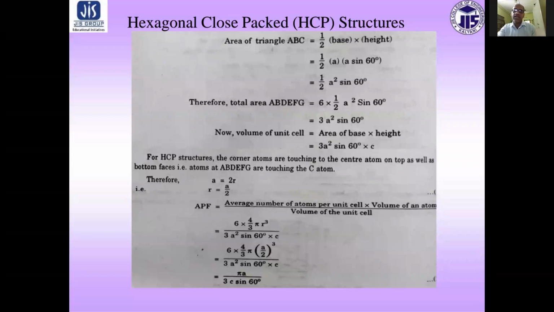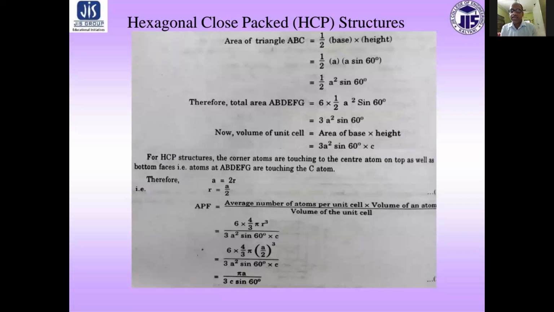Therefore, the total area of the hexagon ABDEFG is 6 into this small triangle ABC, which ultimately comes to 3a square sine 60. So the volume of the unit cell is the area of the base into its height, that is 3a square sine 60 into c.